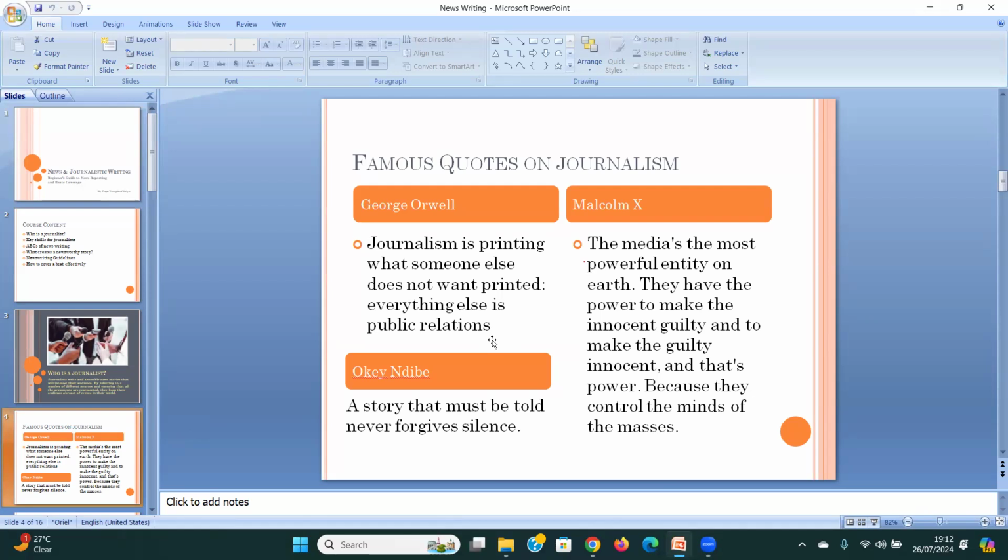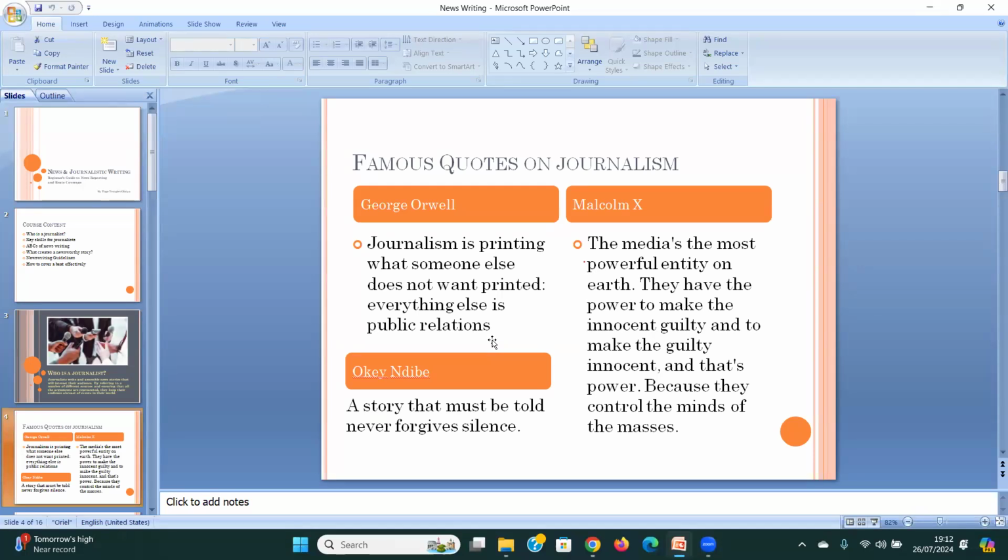Most times, good news can be what we term public relations. So something nice about an individual, about a government, about a company. Those are forms of good news, PR. But bad news, which travels fast, which people want to hear, is actually what George Orwell is saying here. That is journalism. That is what somebody else does not want printed, what somebody else wants covered. So your job as a journalist is digging out that information, uncovering what someone else wants covered. That is when you are doing journalism. Everything else, which falls on the good news part of it, is public relations.